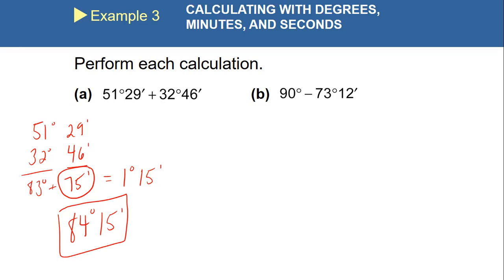Was that terrible? All right. So that's for adding. You're going to have to regroup in the end. For subtracting, sometimes you have to regroup in the beginning. Does that make sense? Because right now, can I subtract? Do I have any minutes for me to subtract? No. So instead of writing this as 90, we're going to write it as 89 degrees and 60 minutes.